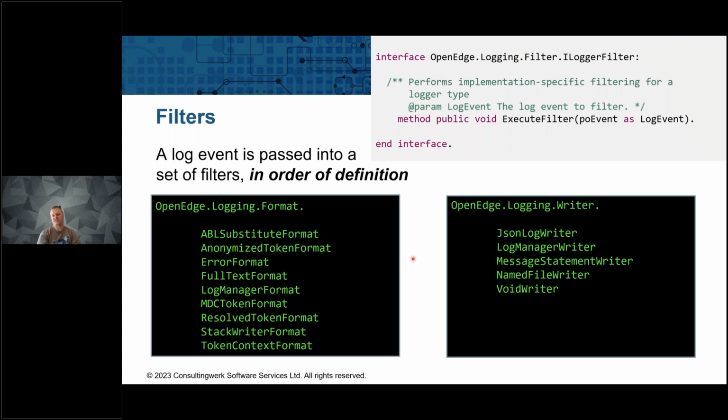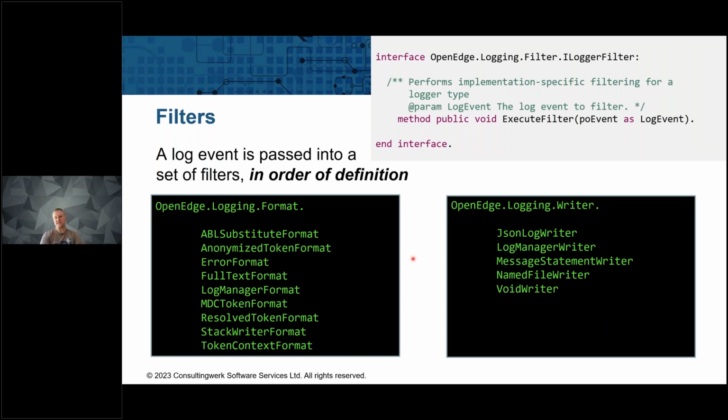There are kind of two classes of them, formatters and writers. Sometimes writers are called appenders in other languages or frameworks. These can be mixed or matched. There's nothing that says an appender or a writer should be the last filter. Probably should be, in all fairness, but there isn't. So there's a bunch of them. We'll go into some of them, from things like anonymized tokens to error to a full text format. An MDC we'll talk about, and log manager format. You could guess that that would write it in the format that the log manager expects. Token context, I'll get into tokens in a bit.